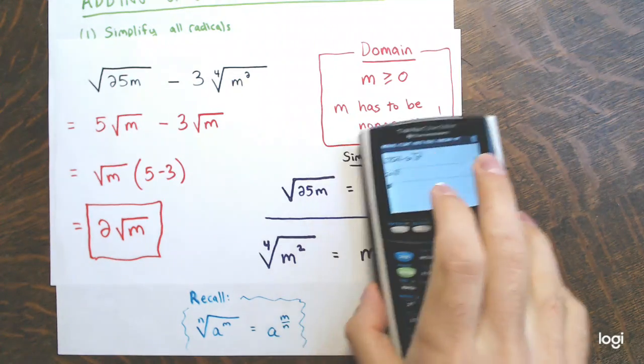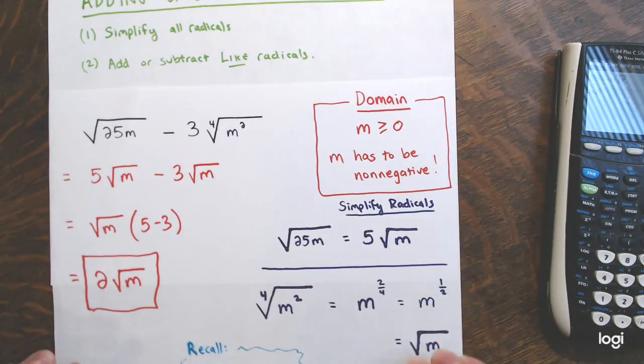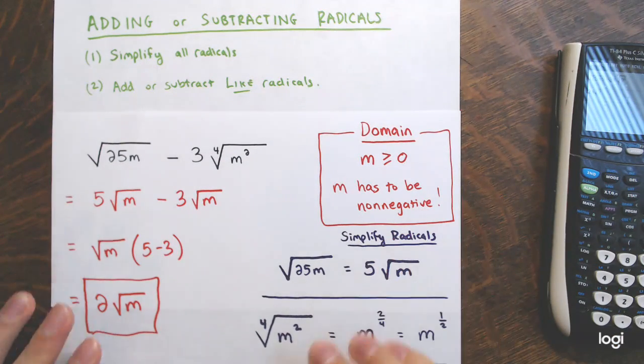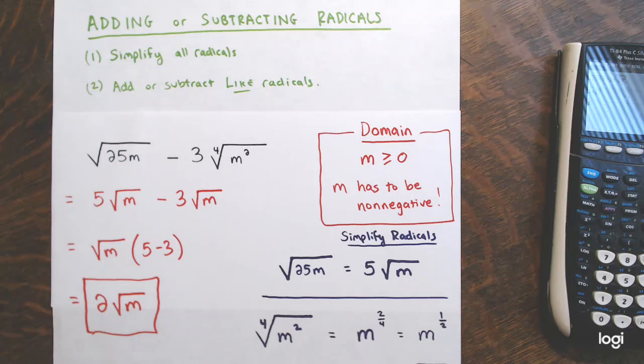Great. So notice I did the same steps every single time when asked to add or subtract terms that had radicals in them, right? Adding or subtracting radical expressions. Simplify all the radicals in the expression, and then add or subtract any like radicals, if there are any.